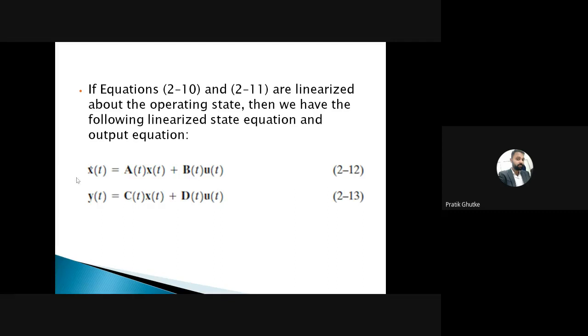In this, A is your square matrix, B is also your square matrix, U is your column matrix, C matrix is your row matrix, and D matrix can be a row matrix or a column matrix. C matrix will always be a row matrix. Okay, so keep that in mind. These two equations are very, very important.